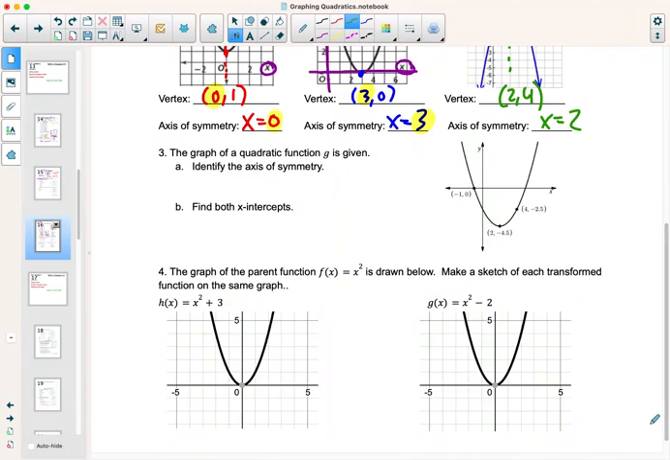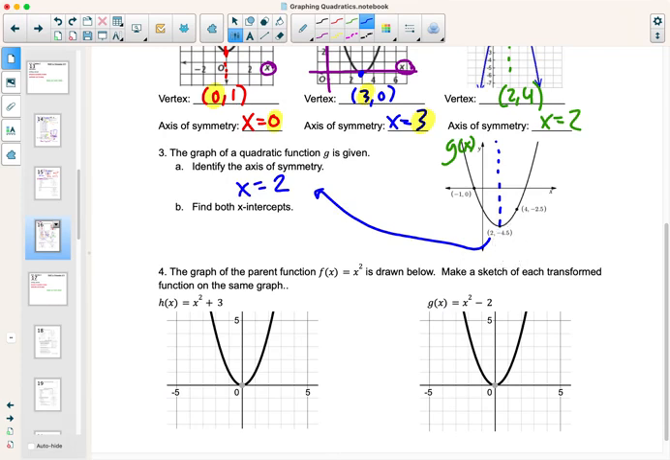All right, next one here. The graph of a quadratic function g is given. So this is our g of x. We've got to identify the axis of symmetry. Well, the axis of symmetry is this line that goes right through the vertex, right? And it's always this x value. X equals 2. That's the x value of the vertex.